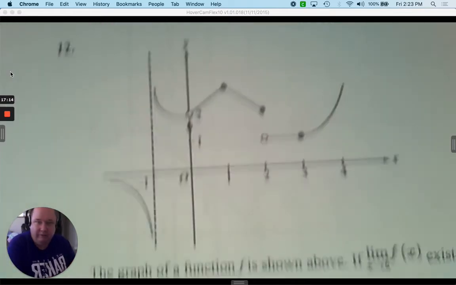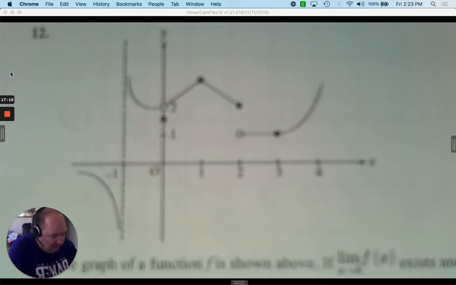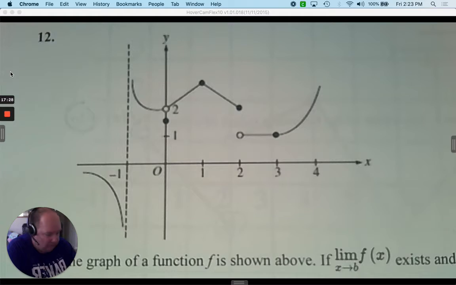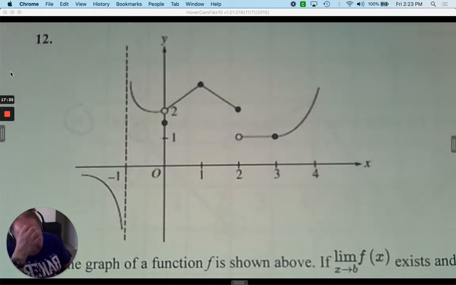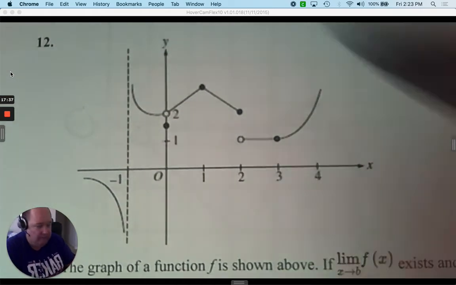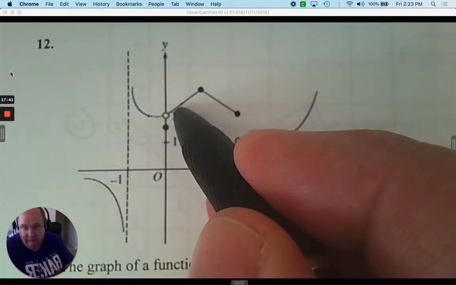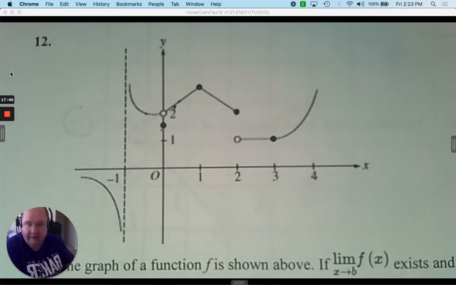In number 12, the graph of the function shown above says if the limit as x approaches b of f of x exists, and f is not continuous at b, then where? So something where the limit exists, but there's no continuity. Where does the limit exist, but there's no function value? Look right here at 0. The limit exists, but they don't equal each other. It's not continuous. So there's a hole there, and the limit exists.